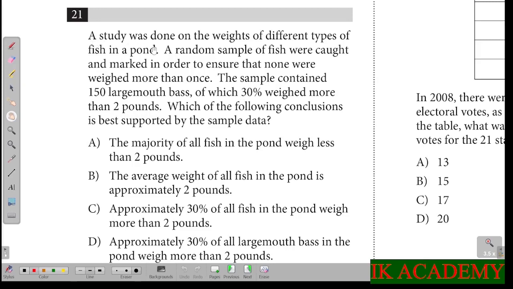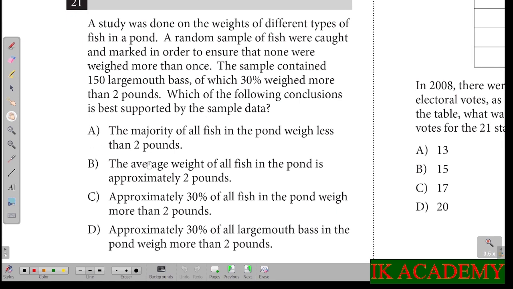So the question is, a study was done on the weights of different types of fish in a pond. A random sample of fish were caught and marked in order to ensure that none were weighed more than once. The sample contained 150 largemouth bass, of which 30% weighed more than 2 pounds. Which of the following conclusions is best supported by the sample data? So option A to D, we are going to read it.